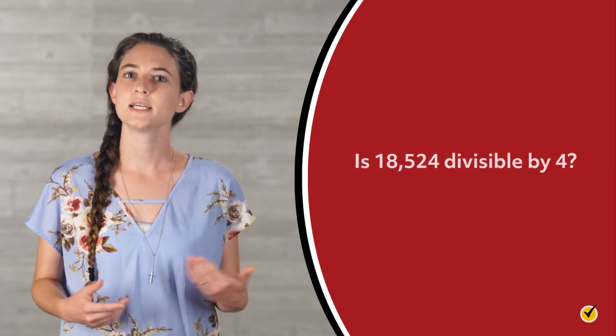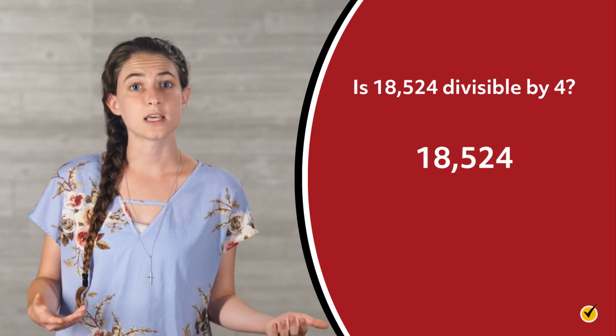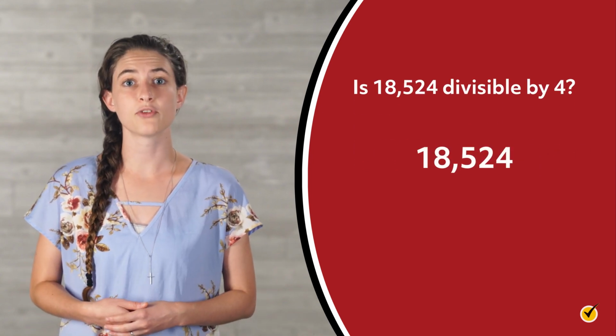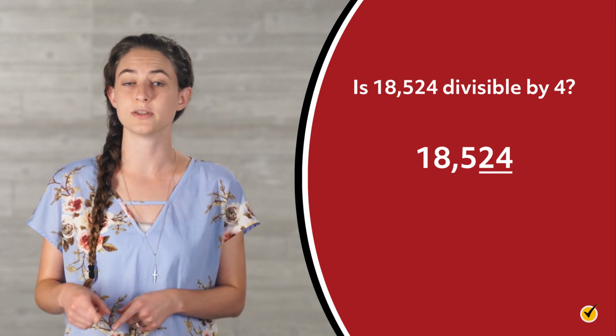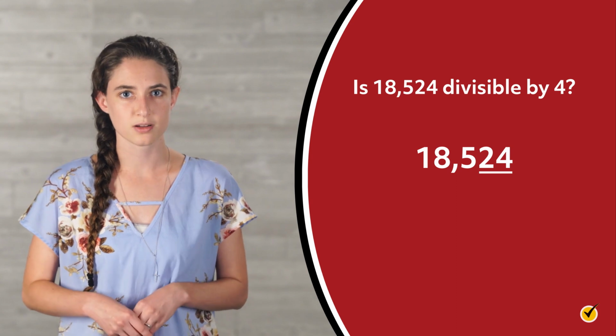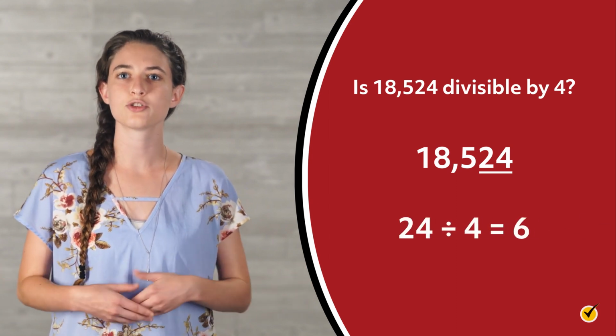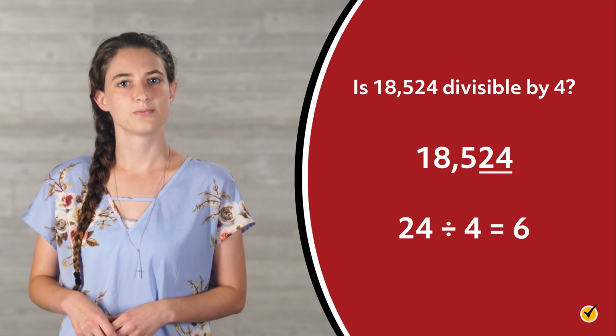Number 2, is 18,524 divisible by 4? If 18,524 is divisible by 4, then the last two digits must be divisible by 4. First, identify the last two digits, 24. Since 24 divided by 4 equals 6, 18,524 is divisible by 4.